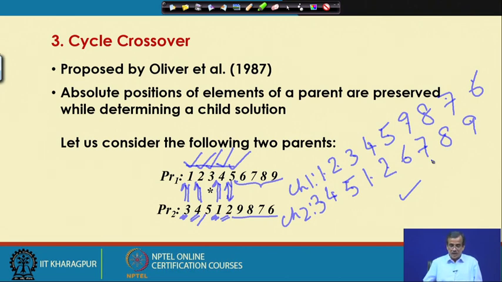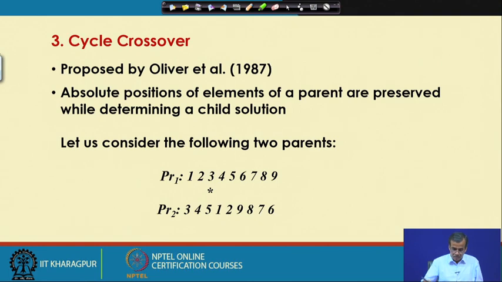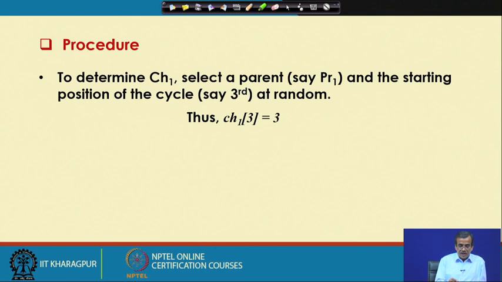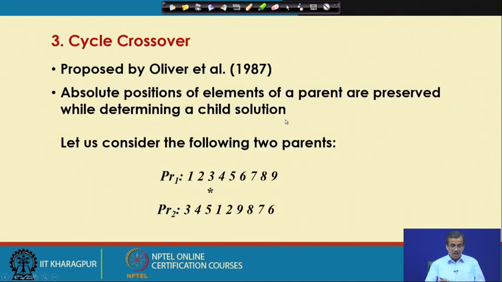Now, before I proceed to the next, whatever I discussed, let me just show you the way I have written it here. The procedure to determine child 1: select a parent, say parent 1, and the starting position of the cycle, say third, at random. So, child 1 third position is nothing but 3, the way I discussed a few minutes ago. So, this was the starting for child 1.